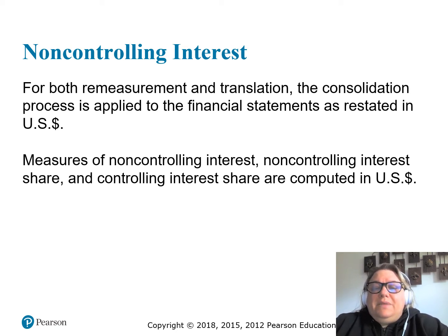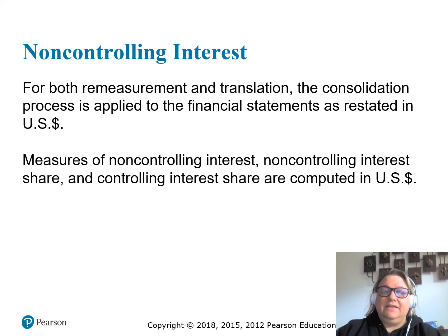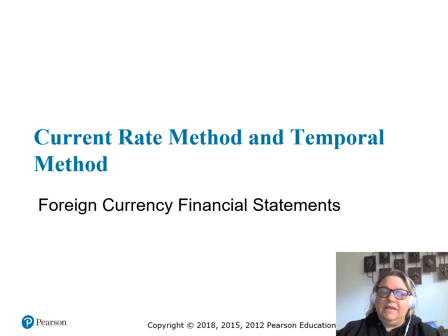So for remeasurement and translation, the consolidation process is applied to financial statements as restated in US dollars. Measures of non-controlling interest and non-controlling interest share and controlling interest share are all computed in US dollars. Isn't that nice and easy for you? Well, I mean, it's not nice and easy, but it's a little less, right?